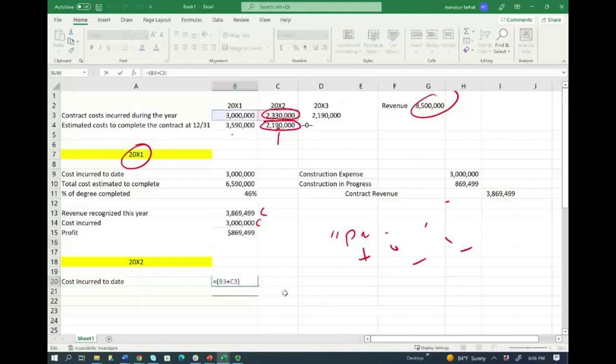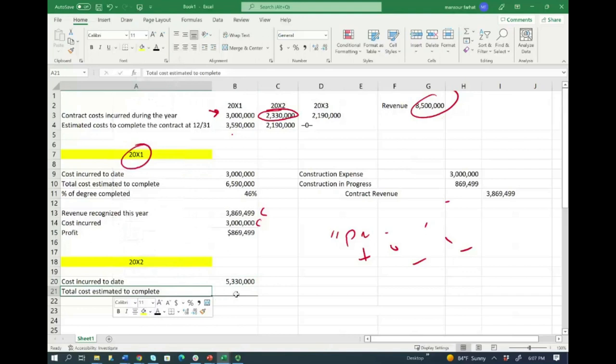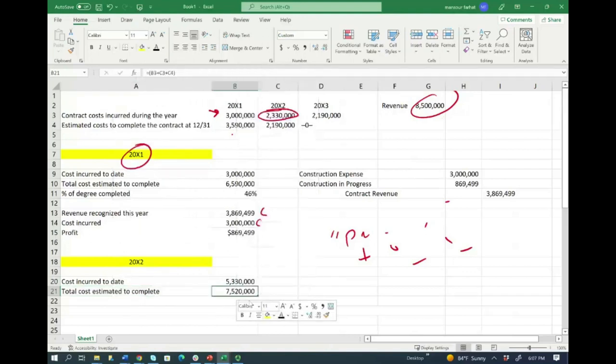The cost to date is $3 million in year one and $2,330,000 in year two. So the cost incurred to date is $5,330,000, which is cost incurred in year one plus cost incurred in year two, divided by the total cost to complete the project. Now I need to compute what's that. And that number, $7,520,000. Hold on a second.